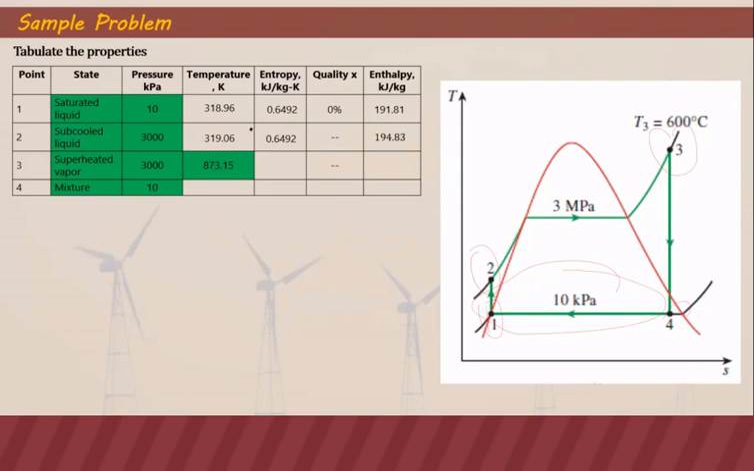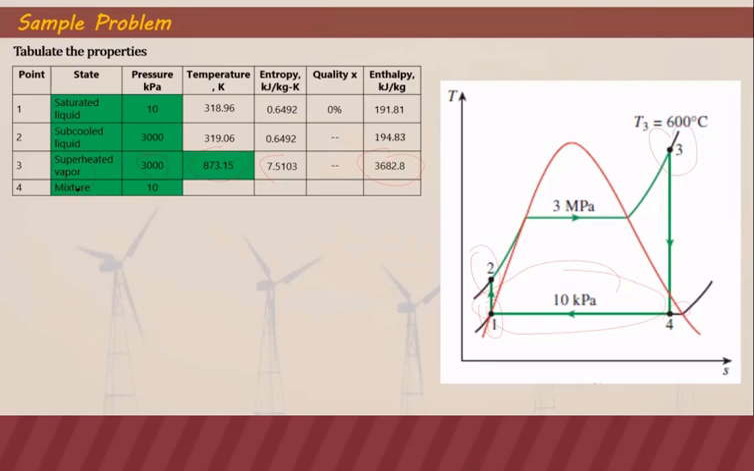Now, for point 3, instead of using 350 degrees Celsius, it will become 600 plus 273.15, and that is 873.15 Kelvin. So again, using the software, the steam table, or the vapor table, you get the entropy and the enthalpy, and that is 7.5103 and 3682.8 kilojoules per kilogram for the enthalpy.